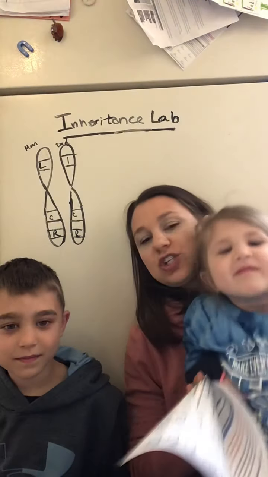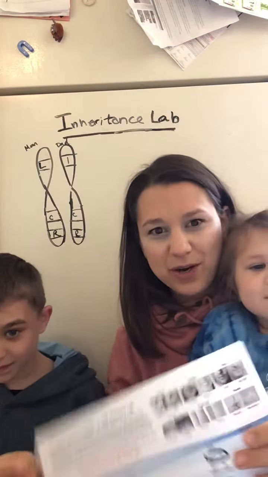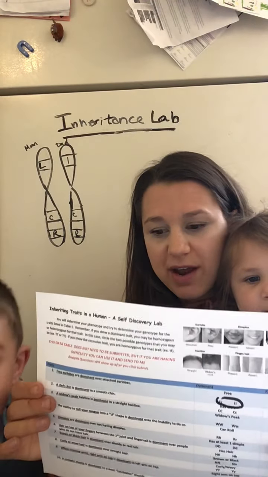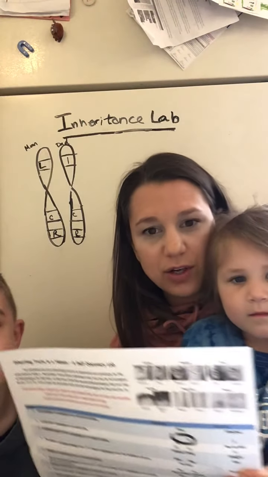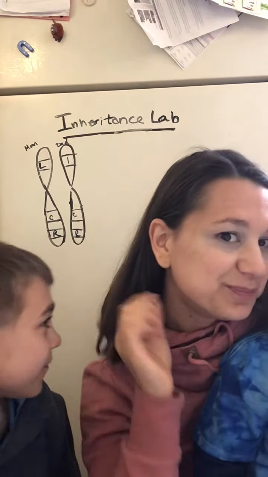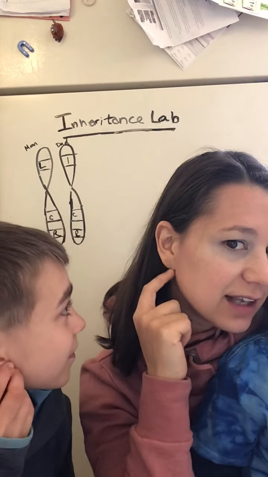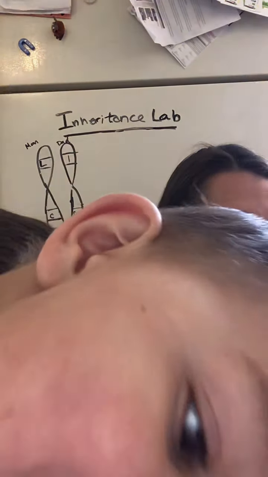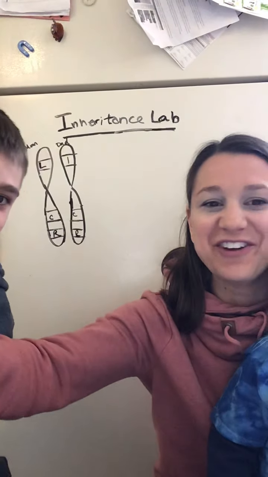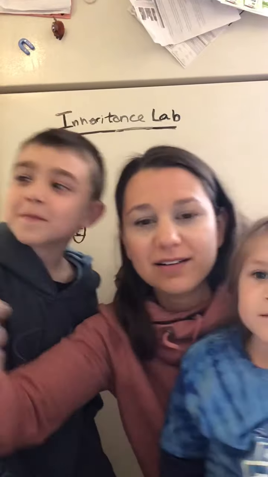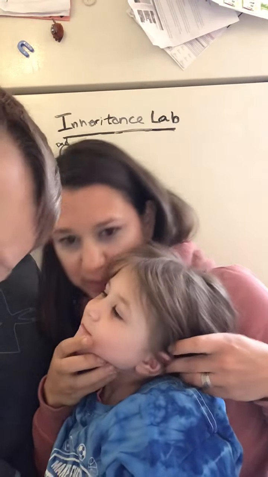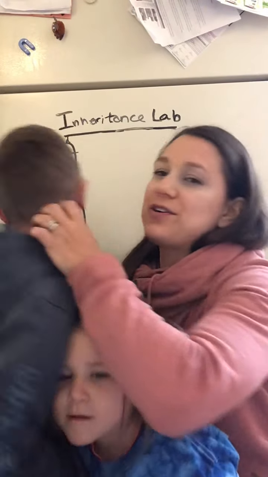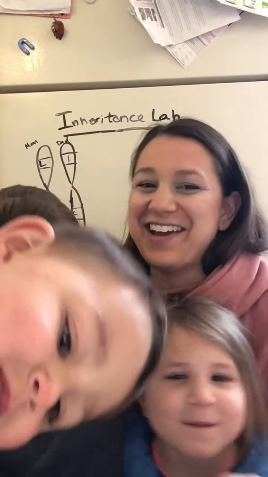On the lab, the first trait that we're going to look at, which is a really quirky, weird one that I'm sure you never thought of before at all, is free earlobes or attached earlobes. So if your earlobes are free, like mine, they don't connect straight to the side of your head. Let me see your earlobes. You've got free earlobes like mommy. And Emily, let me see. Nope, you're free earlobes. And you're the child with the attached earlobes.